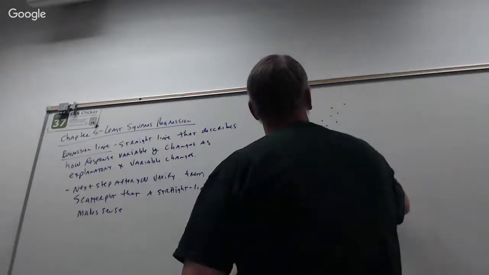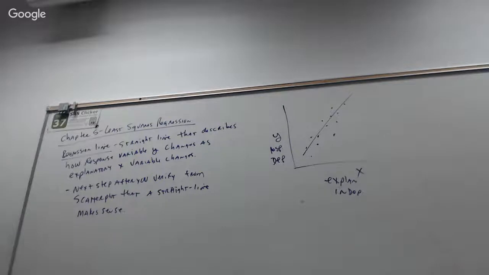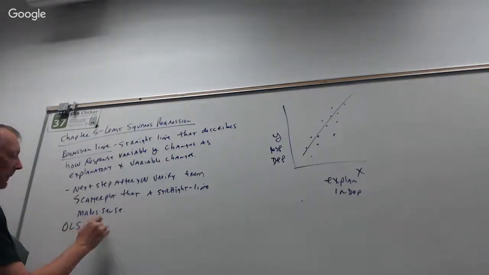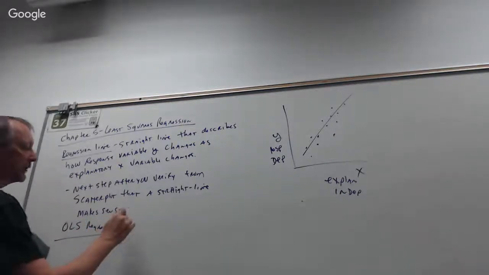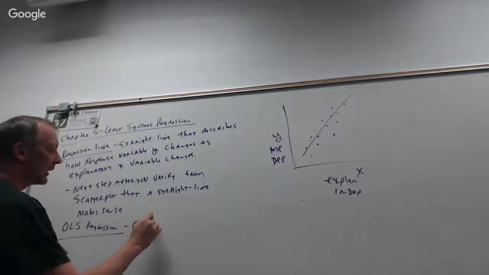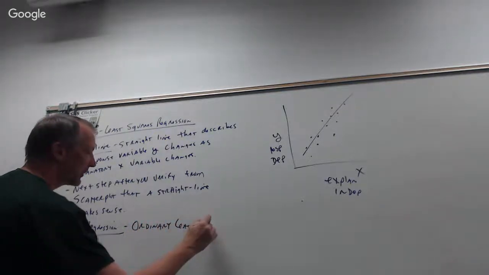Okay? So I'm going to draw a line here. There's lots of different lines I could do. They might have slightly different slope. So the idea behind this is that we're going to use OLS regression. And I bet you're wondering what OLS stands for. It stands for ordinary least squares.